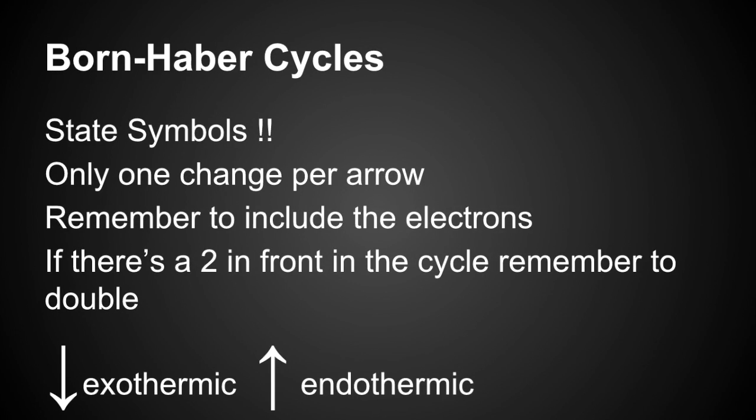Born-Haber cycles, don't forget your state symbols. You can only make one change per arrow. Don't forget the electrons. And if there's a 2 in front in the cycle, remember to double. And obviously a down arrow in a cycle represents an exothermic process, and an up arrow represents an endothermic process.